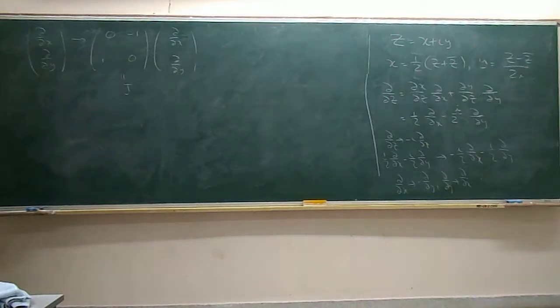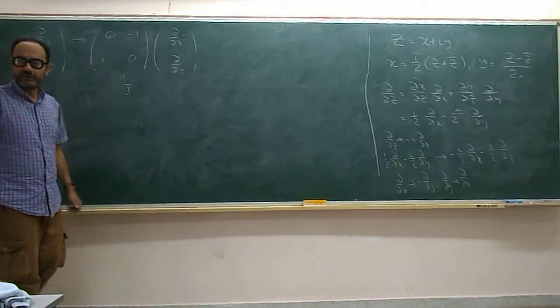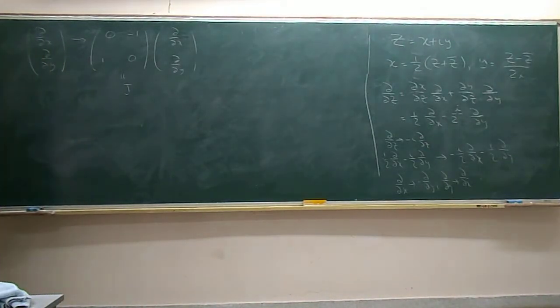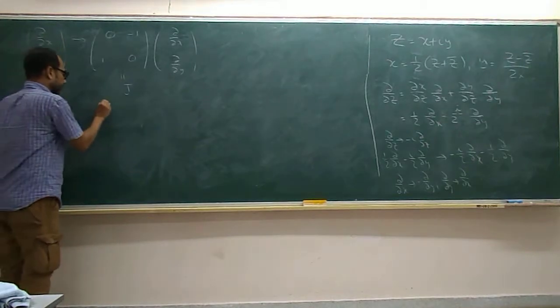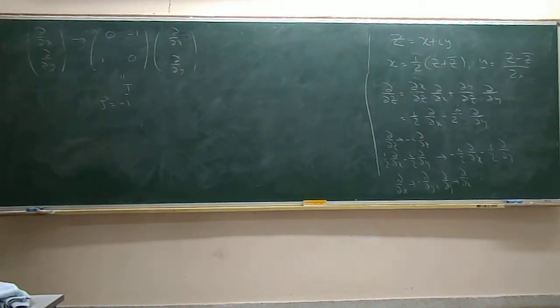In this case it does satisfy the differential equation because after all, if it's constant, then any derivative acting on this will be zero. And you can easily see that J square is minus 1.